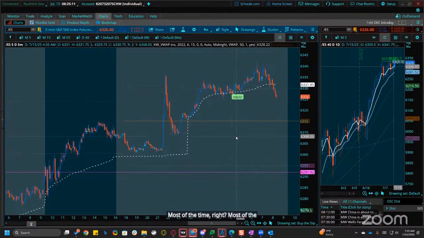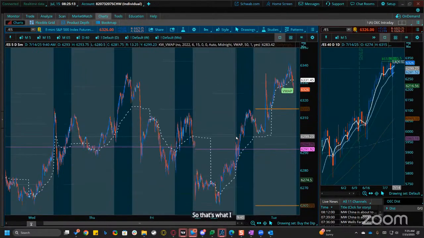Most of the posts. So that's what I got, guys. We got to get through CPI. Use that big bar. Push it in both directions. Lay out your levels. Trade what we get.